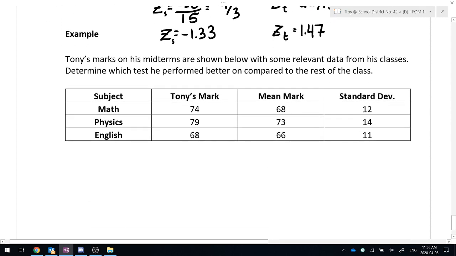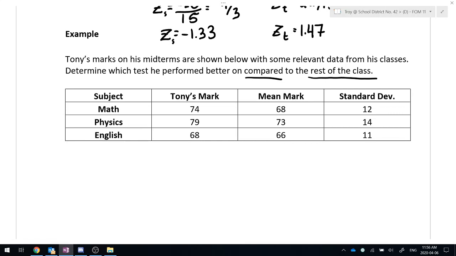Okay, this is kind of a classic question for this kind of problem. So next example, Tony's marks on his midterms are shown below with some relevant data from his classes. Determine which test he performed better on compared to the rest of the class. That's the important distinction here. So we have math, we have physics, we have English, we got Tony's mark, then we also got the class average, the mean mark, and we also got the standard deviation of that class's grades for that midterm.